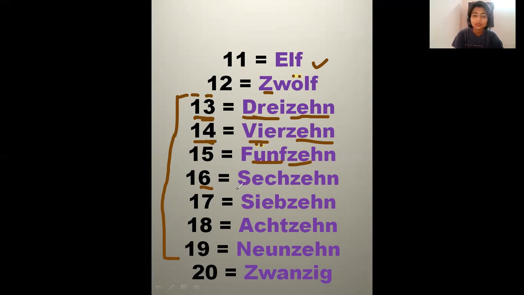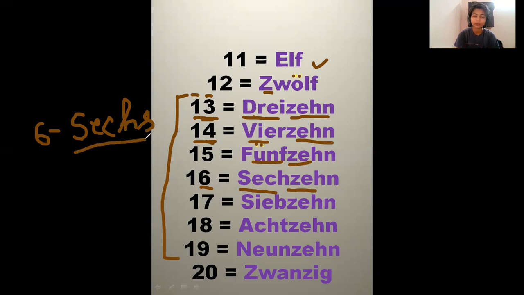Then 16 is called sechzehn. Now the 16, 15, 14, 13, these are all made with the help of 3 plus 10, 4 plus 10, 5 plus 10, 6 plus 10. Okay. We have just learned that 6 is called sechs. The spelling of sechs is S-E-C-H-S. Okay, this is the spelling of sechs.